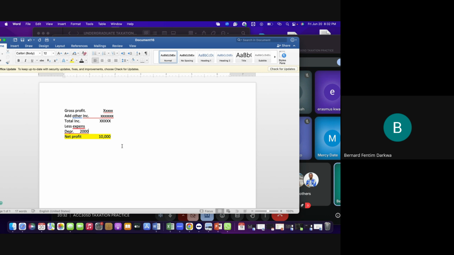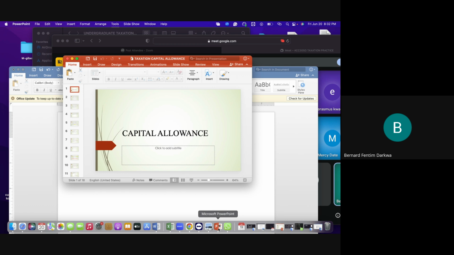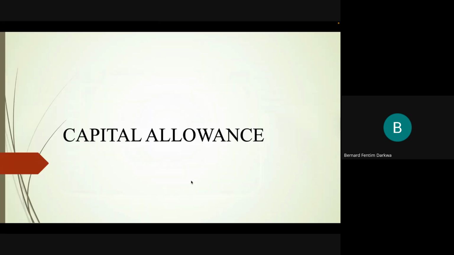But when you add it back, in place of the depreciation, you give what you call capital allowance. Capital allowance is just a taxman's depreciation. Taxation doesn't deal with depreciation, but the taxman's depreciation is what you call capital allowance. And the capital allowance is granted on assets that are depreciable.